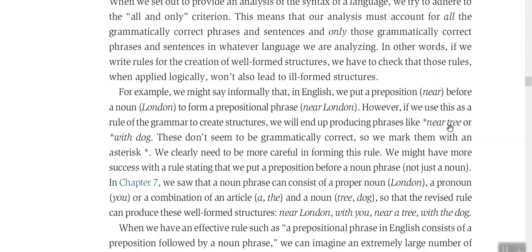But here it is wrong. Why wrong? Near tree. Here it is what? Noun. We need what? Article. Here we need an article. You see? This is what we mean by this rule, the all and only criteria. Okay?